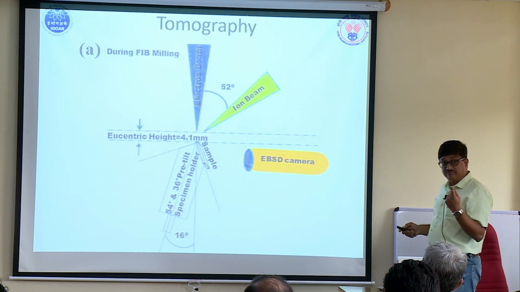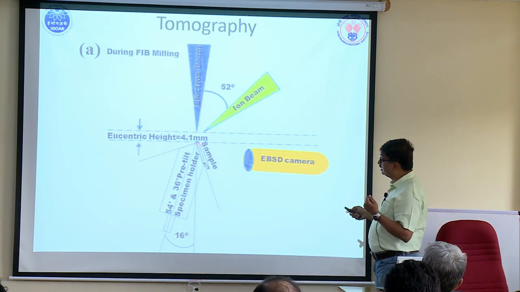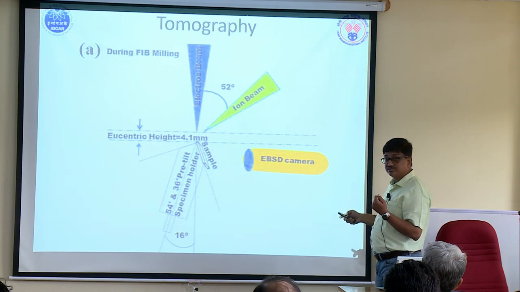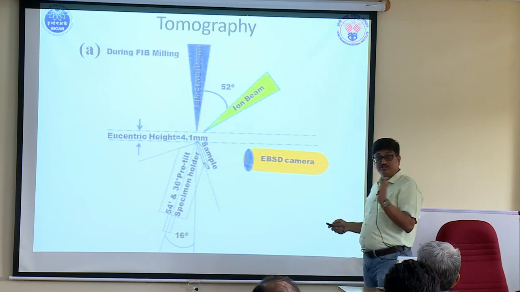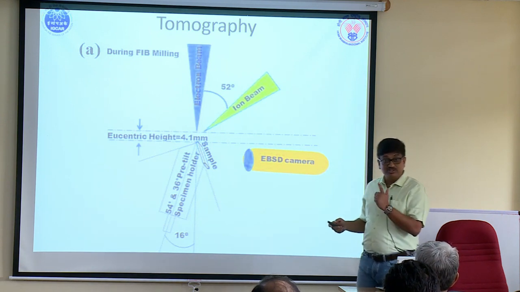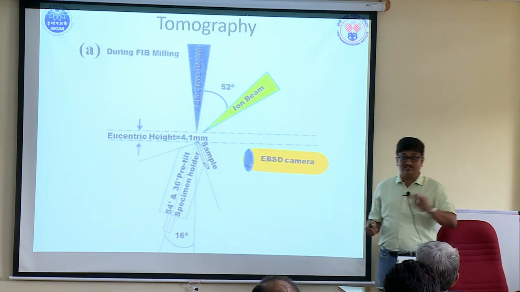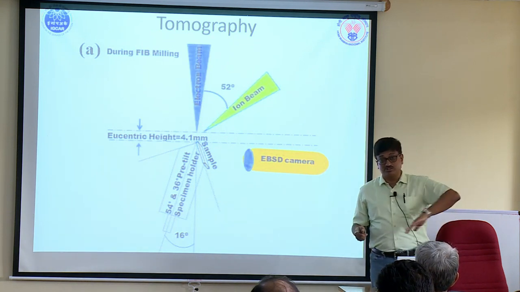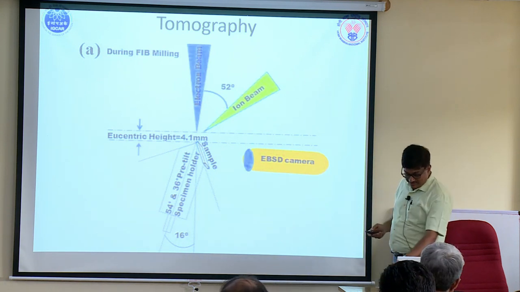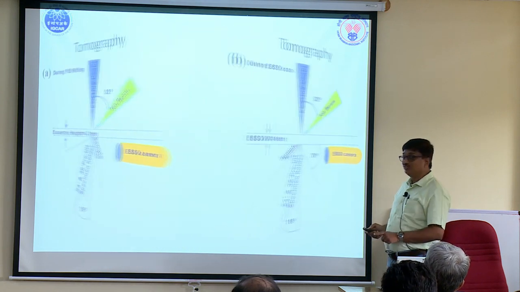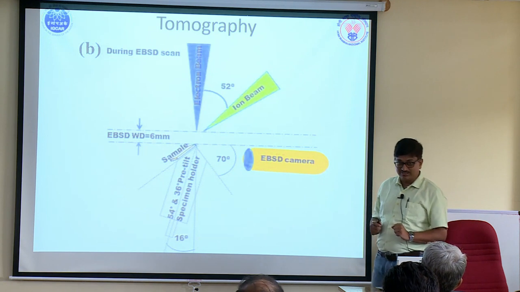The biggest advantage of the FEI design is that as you remove your material, the material is removed in this direction, not on your EBSD side. So the EBSD need not be retracted. If you are using a Zeiss machine, you have to retract the EBSD camera because you will be removing material in the direction of your camera, otherwise you will deposit all the material on your camera. So the disadvantage is that you have to rotate your sample. This is a pretty complex mechanism.